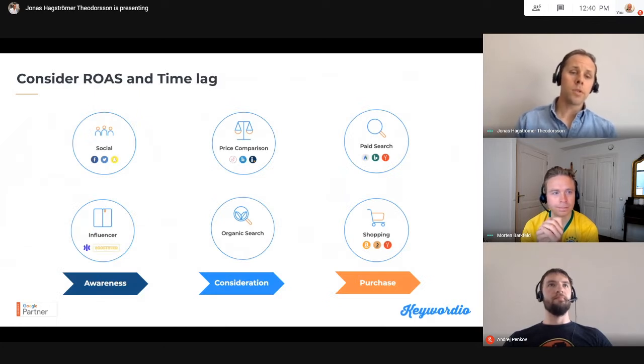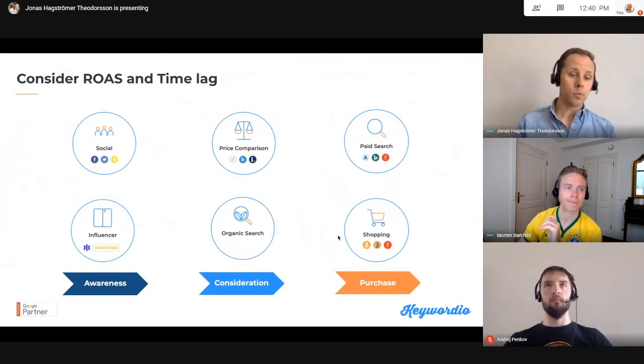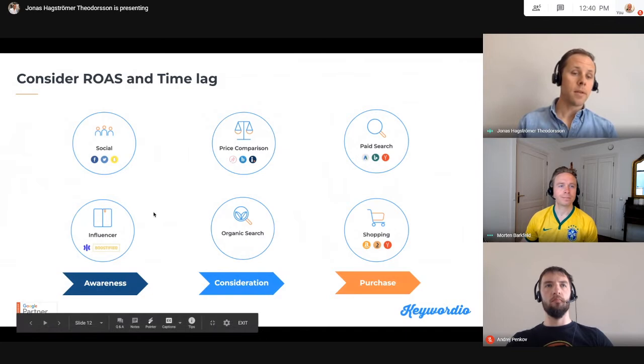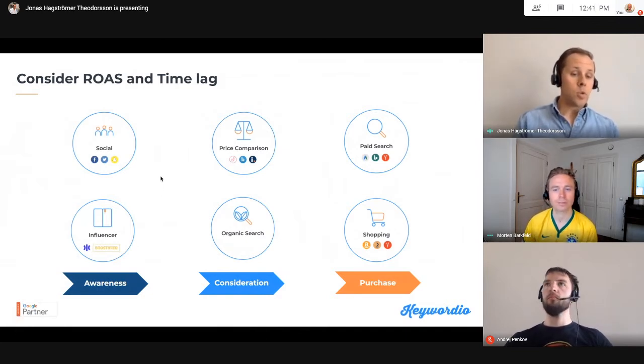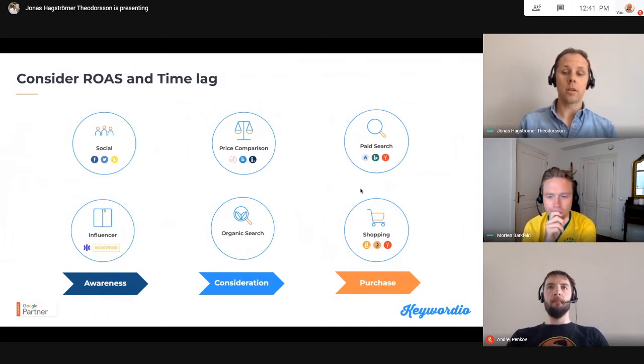So consider return on ad spend and timeline. That's the key thing. And like we said, for example, a typical awareness phase, that is maybe Facebook, YouTube, influencer marketing. Typically consideration phase for the customers, that's price comparison, maybe organic search. And close to the purchase, that is where you're in the end when it's paid search and shopping.